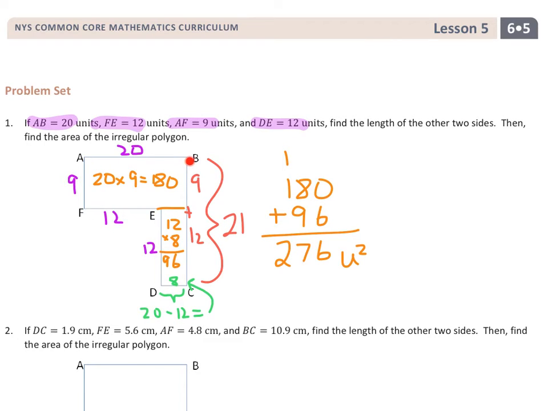Okay, so the 20 minus the 12 will leave us the 8. So now I know that it's 12 times 8, and I figured out B to C even though I didn't need to. Unless you cut here, you would. And if you cut here, you would have done the 9 plus the 12 to find a total of 21. So 180 plus 96 is 276 units squared.